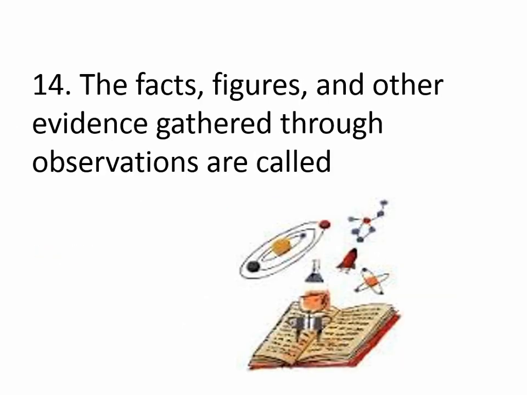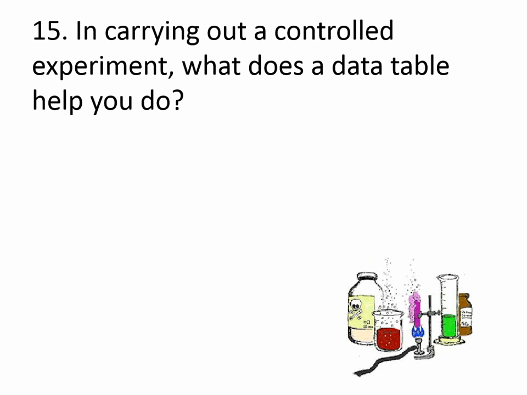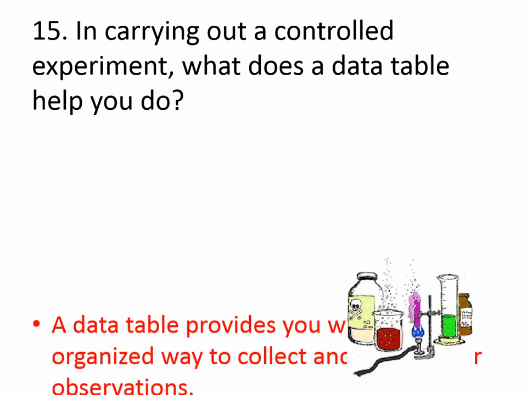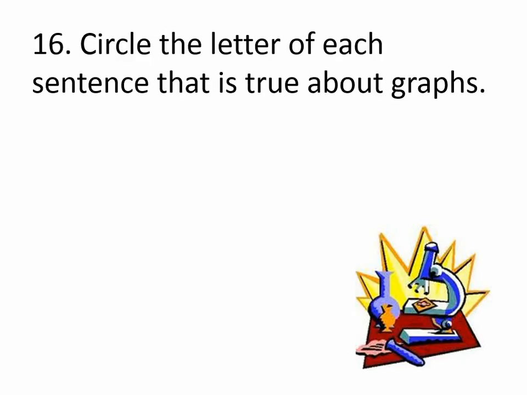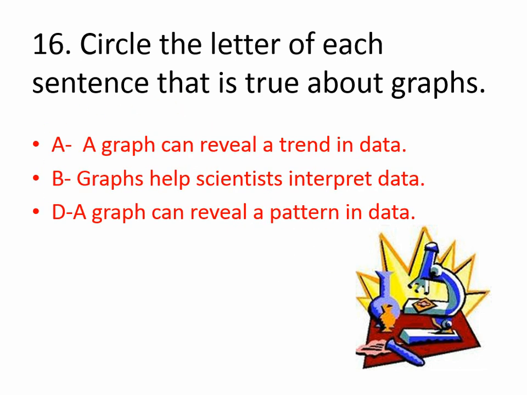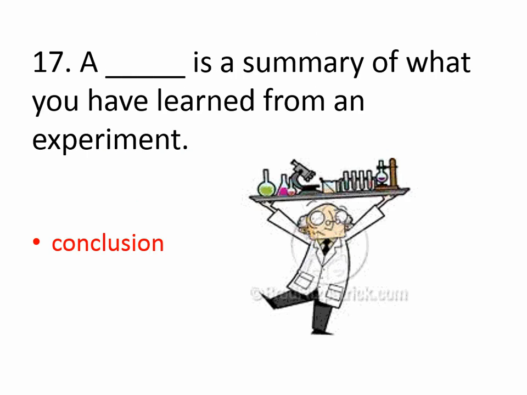14, the facts, figures, and other evidence gathered through observations are called data. 15, in carrying out a controlled experiment, what does the data table help you do? A data table provides you with an organized way to collect and record your observations. 16, circle the letter of each sentence that is true about graphs. A, a graph can reveal a trend in data. B, graphs help scientists interpret data. And D, a graph can reveal a pattern in data. 17, a conclusion is a summary of what you have learned from an experiment.